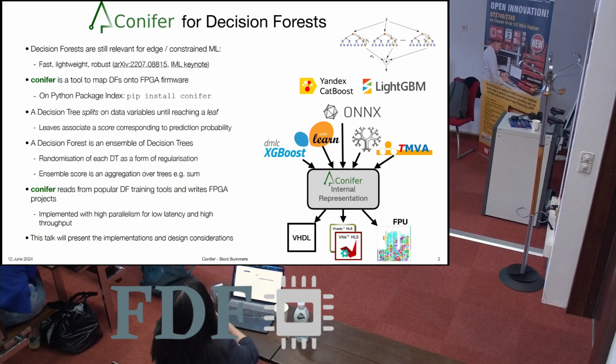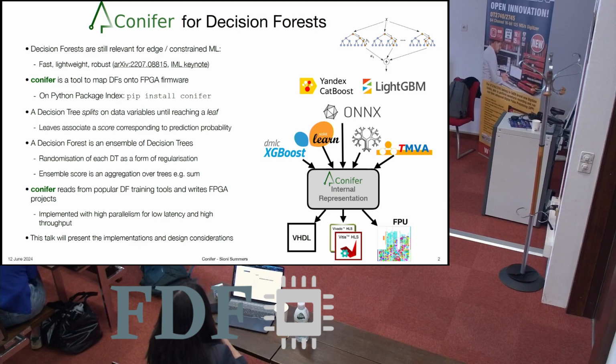The Conifer project itself is a Python package, similar to HLS4ML, so it's on the Python package index and can be easily installed and started to use. The structure of the package is shown on the right to show a little of what you can do with it. You interface to as many of the popular decision forest training libraries as we can support, in particular xgboost, scikit-learn, ONNX, Yggdrasil Decision Forests TensorFlow, which is a solution from Google, and even TMVA. Then we read into some internal representation and write out to different backends depending on the target deployment.